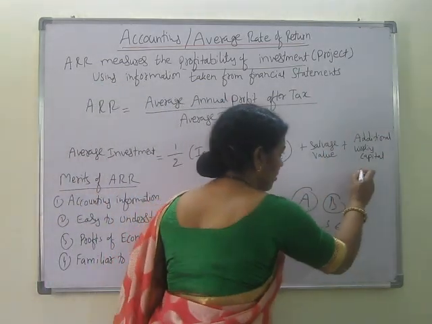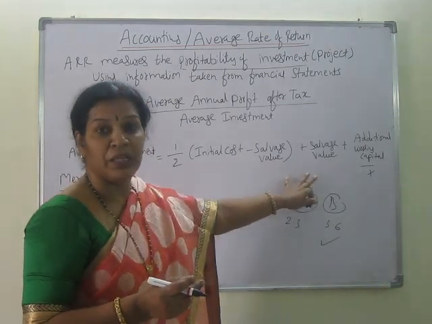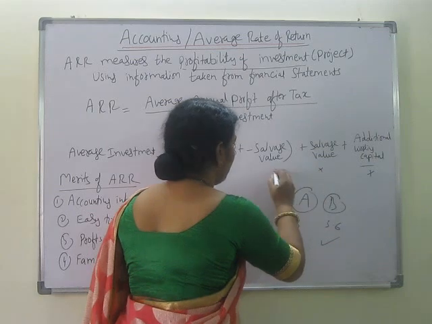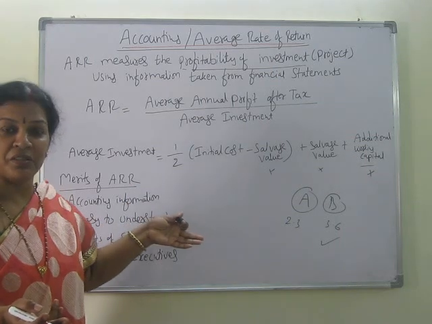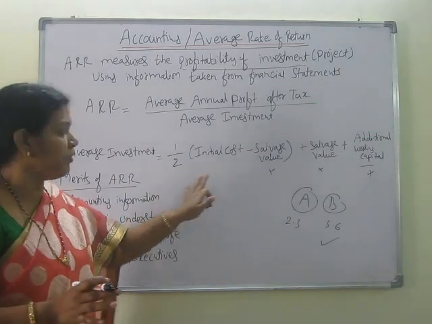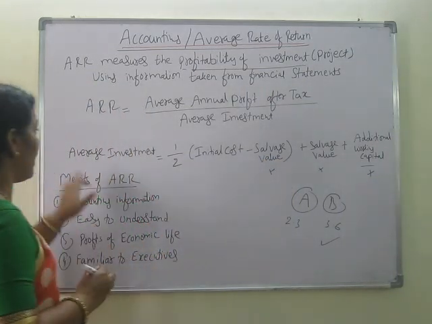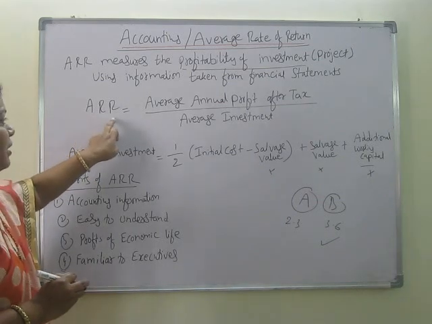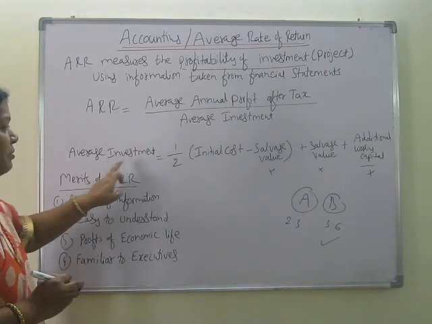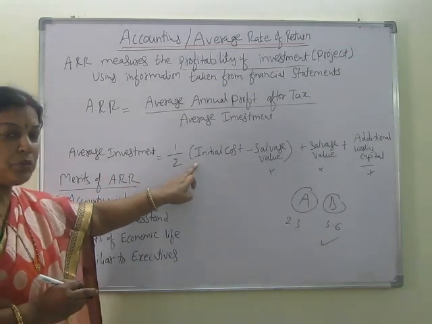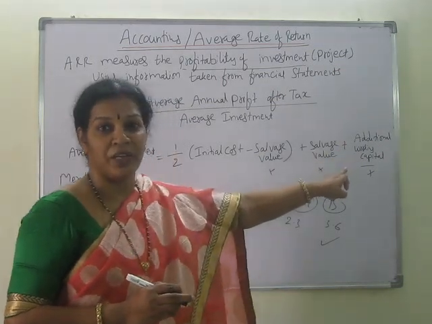Most of the time you will not find this in the problem. Additional working capital and salvage value you will sometimes find. If these are also not there, then what is the formula? Average investment is equal to initial cost by 2, that's it. If you find salvage value, you subtract and then add it back. This is how you calculate average investment. So ARR is equal to average annual profit after tax divided by average investment, where average investment is 1 by 2 into initial cost minus salvage value, plus salvage value, plus additional working capital.